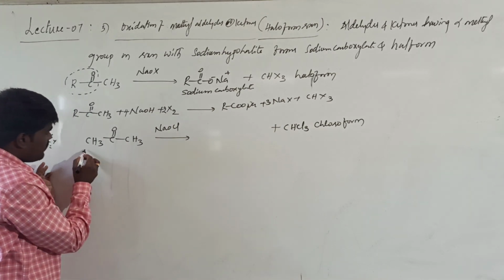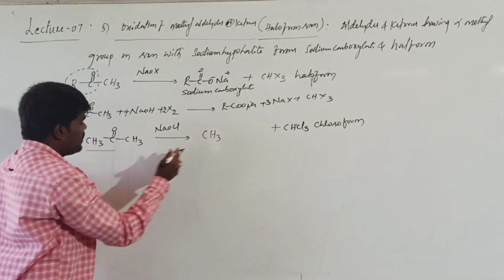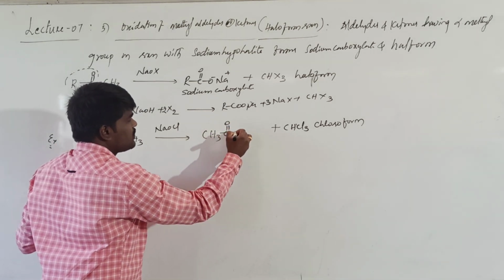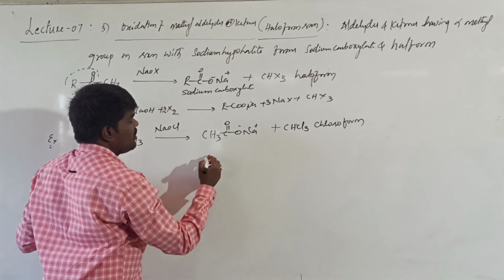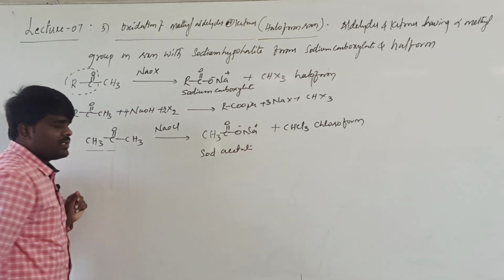So the remaining part will be converted into what? You just convert this carbonyl carbon into a carboxylic group, keeping the remaining group the same. So this will be converted into what we call sodium acetate.